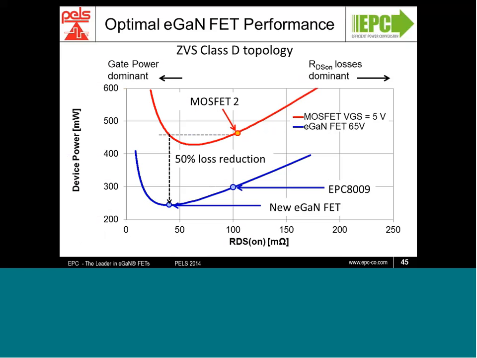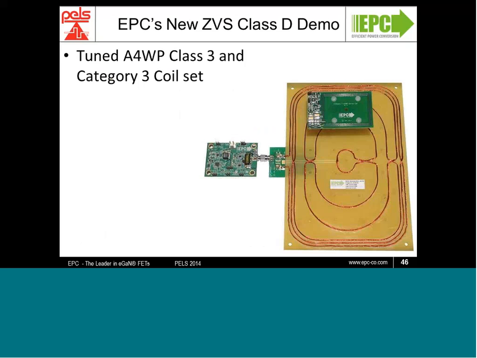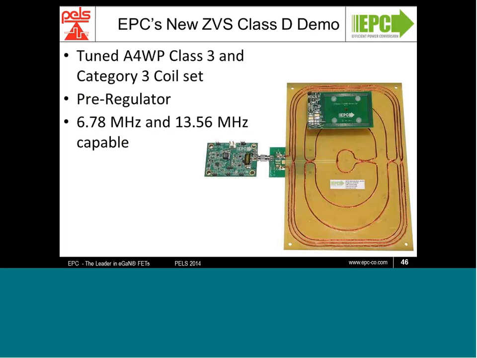Here's an image of our new wireless topology demonstration board. It's based on the A4WP standard class 3 source coil and category 3 coil set for the device, and the amplifier shown on the left simply connects to them. The coils are pre-tuned so that you can simply evaluate the circuits. It includes a pre-regulator and is capable of both 6.78 megahertz and 13.56. Although not many people are using the A4WP coils right now, you can use your own coil if you want to operate at 13.56 megahertz.